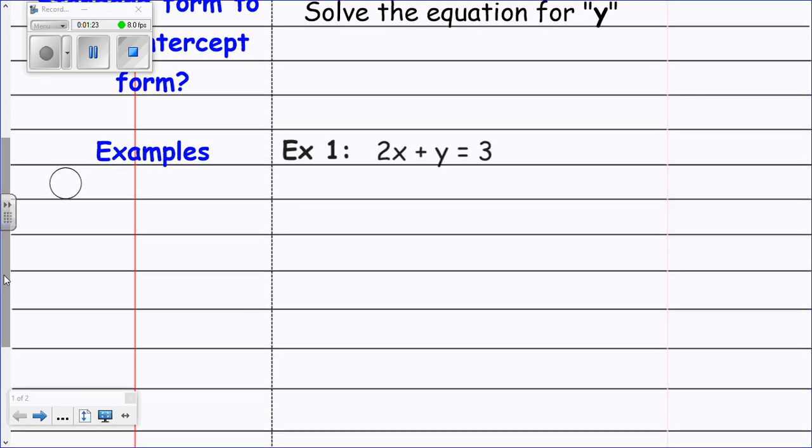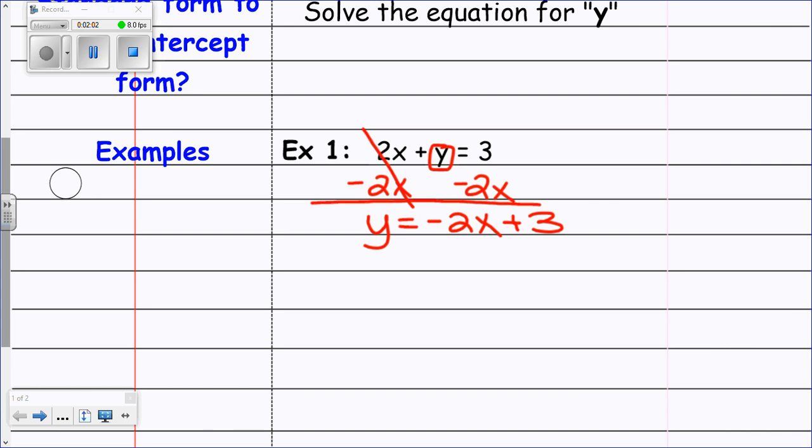So, example 1, we have 2x plus y equals 3. So again, we're trying to get y by itself. So that means we need to move the 2x to the other side. So we're going to subtract 2x from both sides. That cancels. And now we're left with y on the left. And then make sure we want to put the other side in the mx plus b form. So we want to put the x term first. So it'll be negative 2x. And because this is a positive 3, it'll be plus 3.